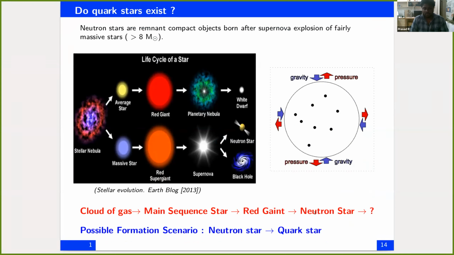The neutron stars which are formed at the end of a star's life, will they remain neutron stars, or will something happen to them in their lifetime that they get converted to quark stars? This is a question I have addressed in my research, and I'll be presenting that.